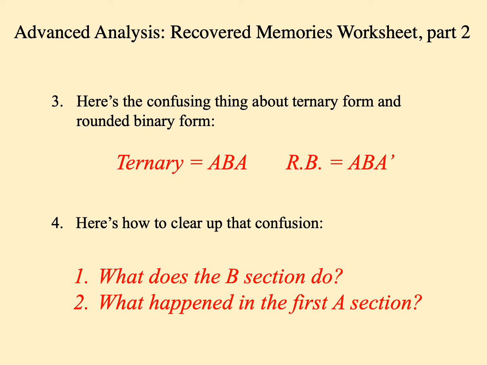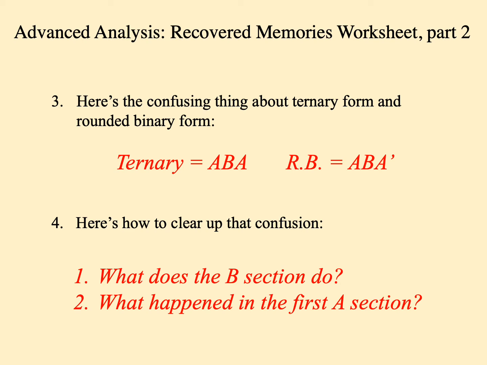Because, of course, the thing that makes it confusing for everybody is that the A comes back in some form or another. In ternary, it comes back quite often exactly like we saw it the first time, as just plain old A. In rounded binary, the A section comes back in a modified form that we call A prime. And a lot of times that modification is because we don't want it to modulate this time. We want the A prime section to end in the tonic.